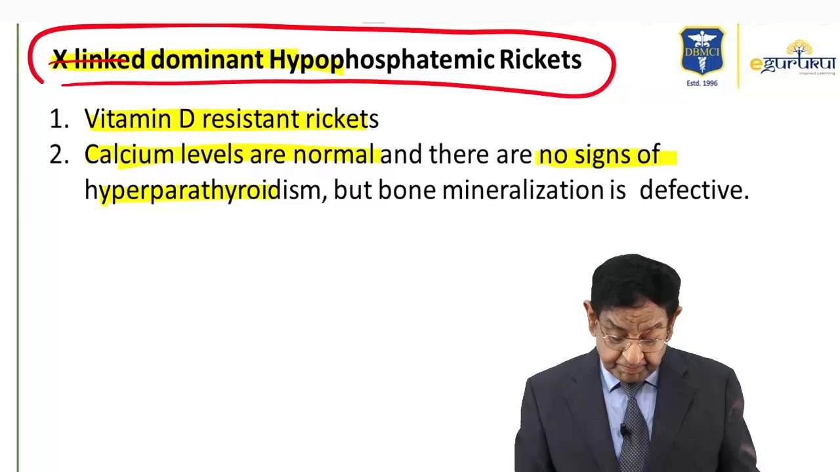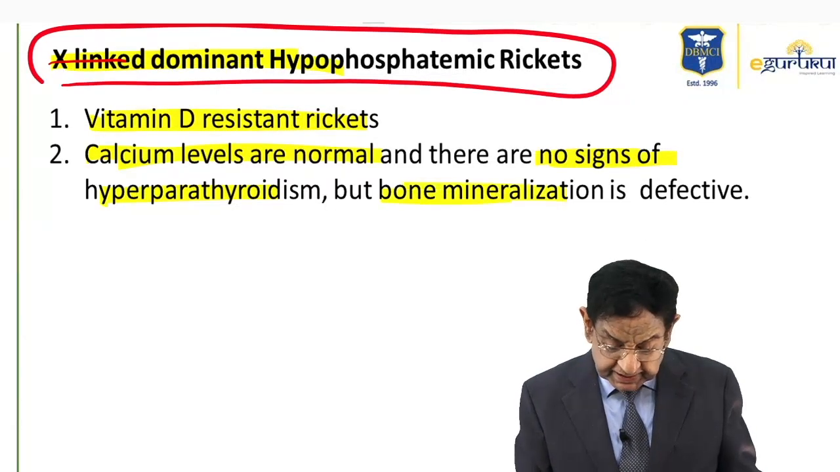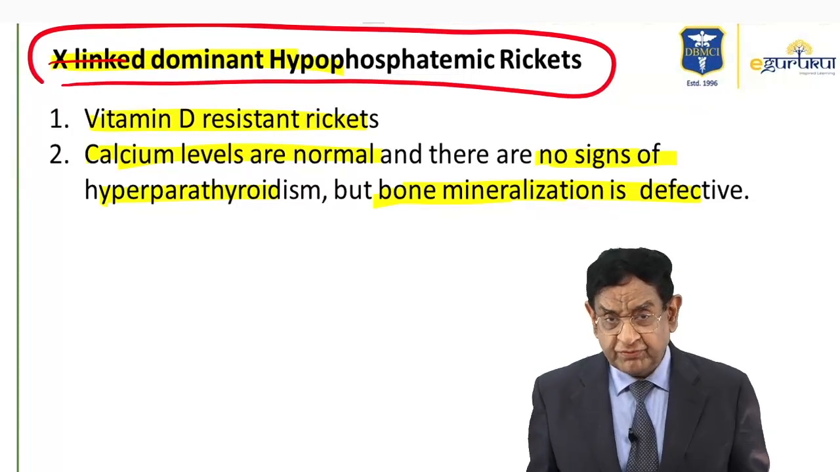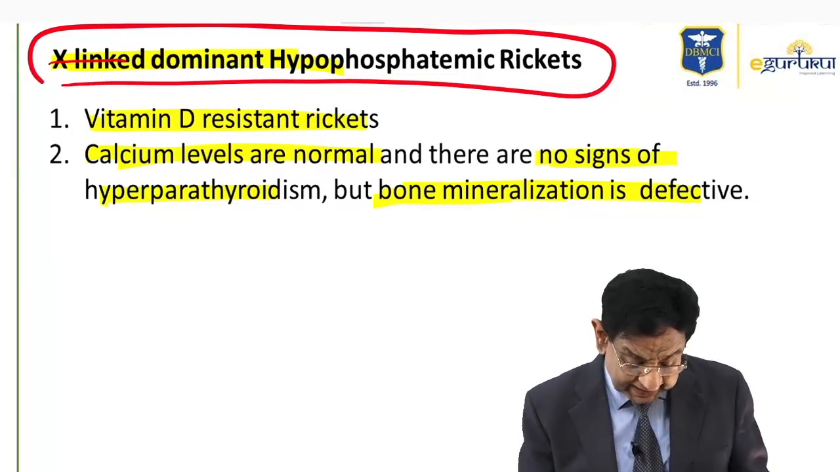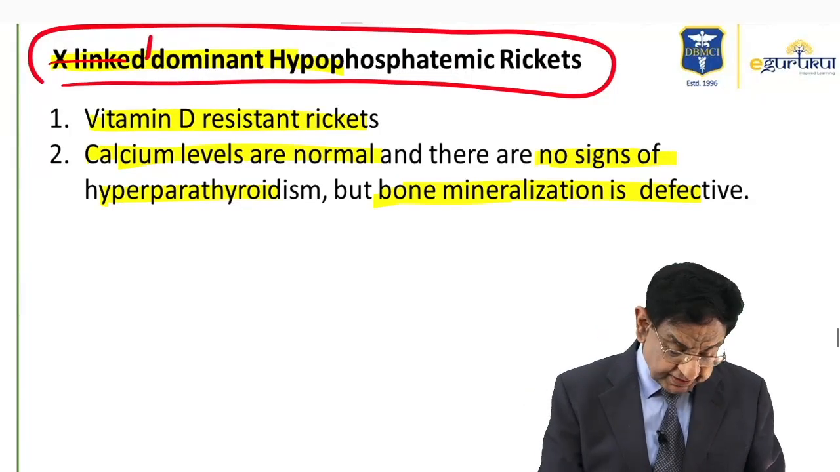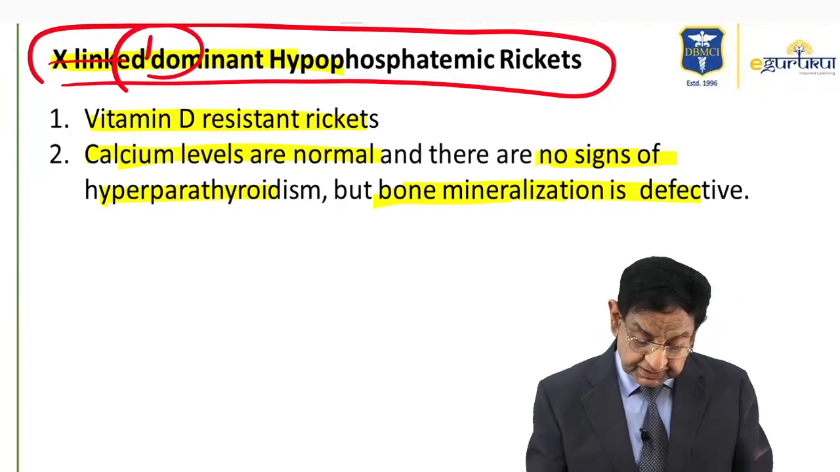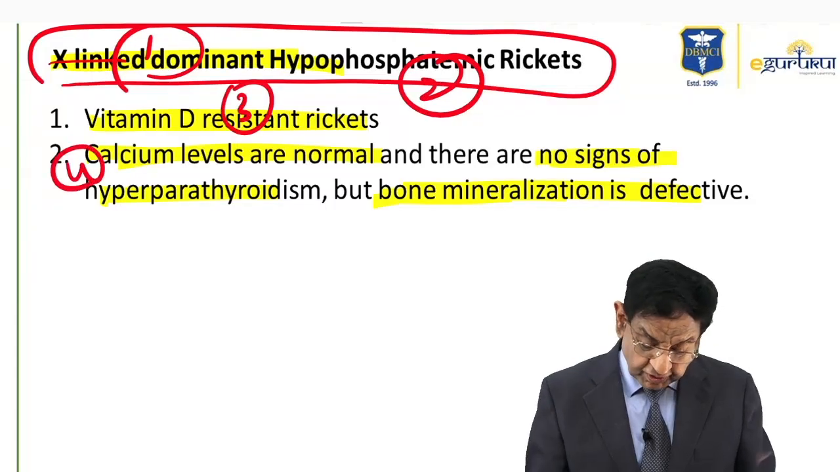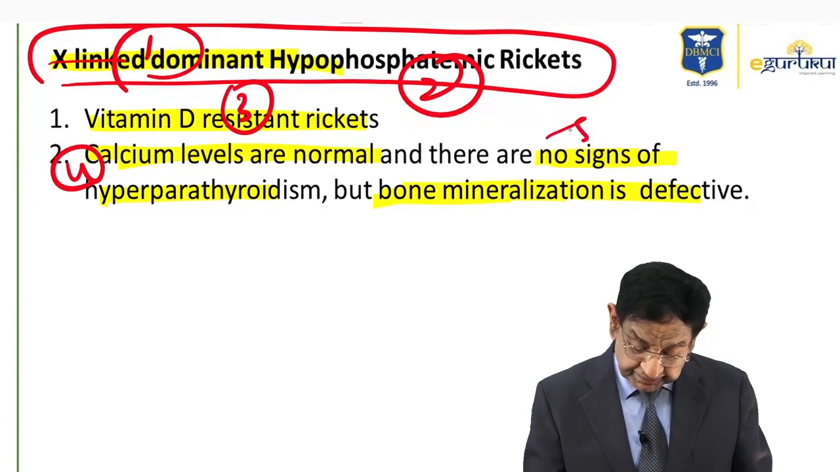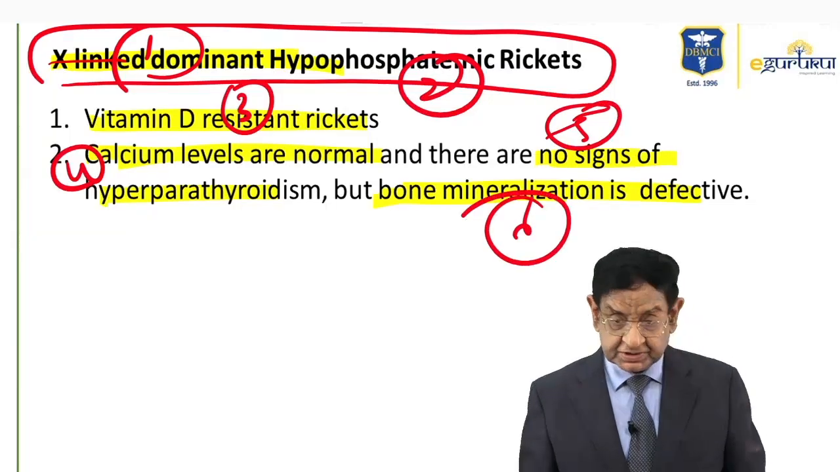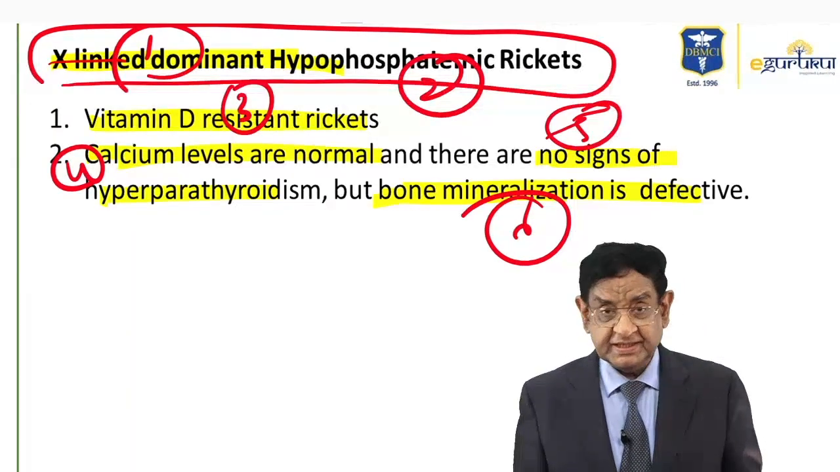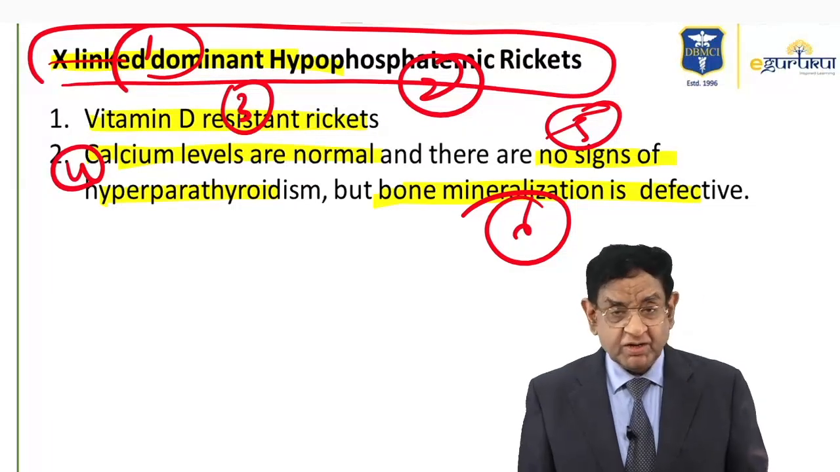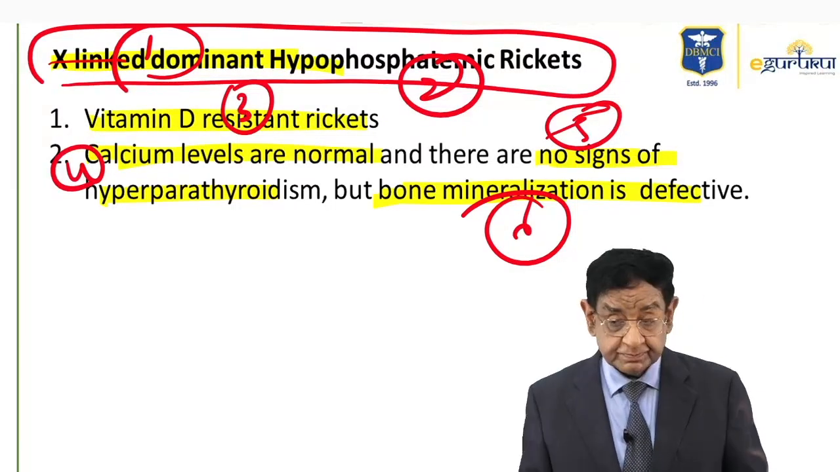But bone mineralization is defective. So there are 4 or 5 keywords, though lines are only 3. First keyword, second keyword, third, 4, 5 and 6. Oh, the 6 keywords. That's why I said it's a very important topic. Write down all the 6 points. Okay.